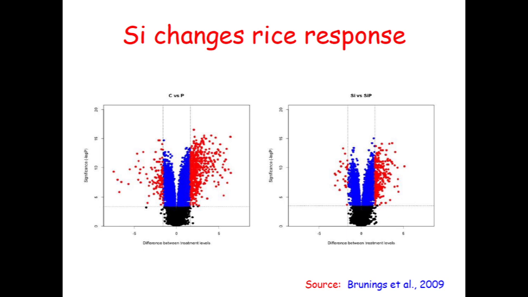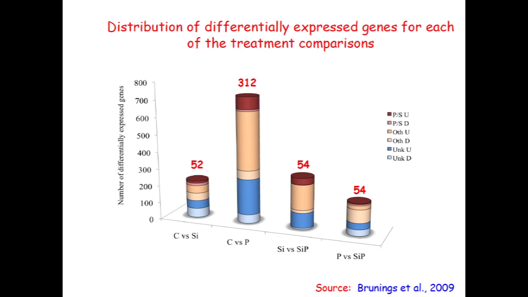There were 440 fewer genes expressed in the silicon versus silicon pathogen comparison in comparison to the control versus the pathogen. So there was an effect on the host and pathogen, and there's also a unique set of differentially expressed genes. Here's the distribution of some of these expressed genes.